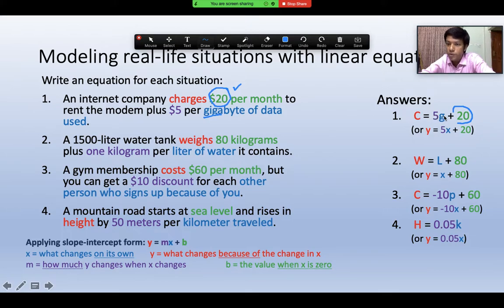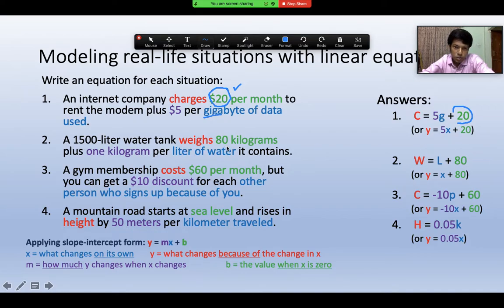Then 5 into G, that means if you use 1 gigabyte, then you have to give 5. If you use 2 gigabytes, then what? 10. 5 into 2 equals 10. If you use 3 gigabytes, then 5 into 3. That means x equals 3 or g equals 3 at that time. You can just write 5g or 5x, whatever. Since it is not mentioned here which variable you have to use, you can use any variable from your side. So this is how it goes on.